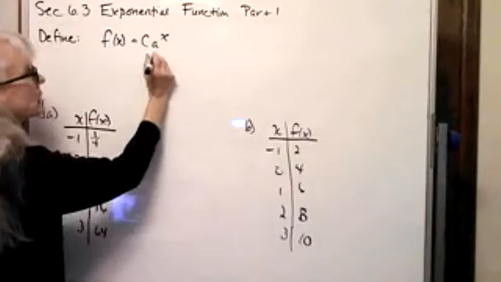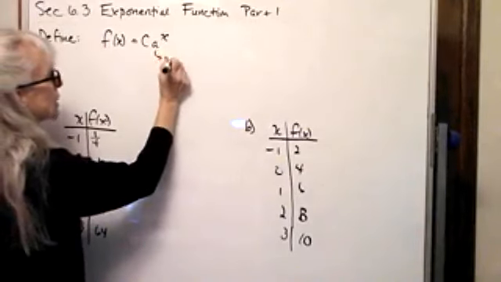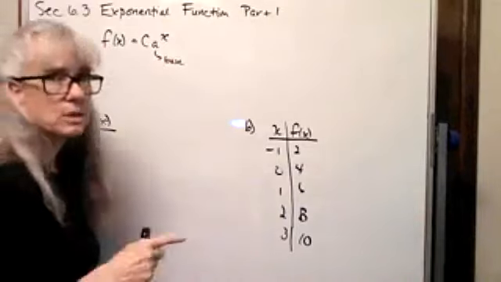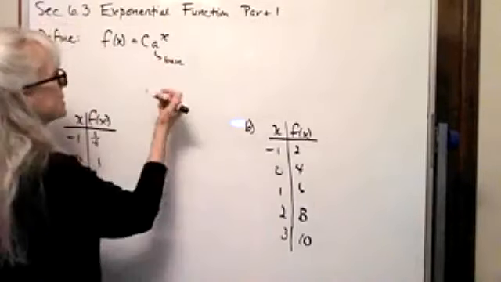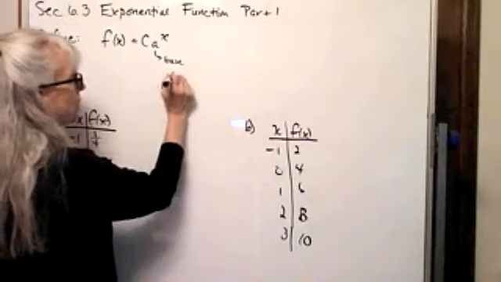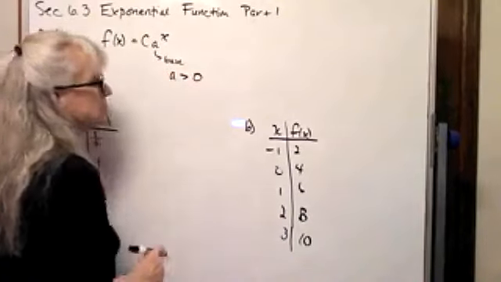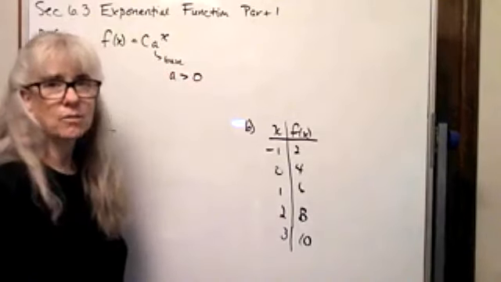So for the first time, the variable is sitting up there as an exponent. So that's really important. A is called the base, just like we would have called it if we'd written 3 squared, 3 would have been the base. A is the base. It's important to note a couple things about that base. So A itself has to be positive. It cannot be a negative base.